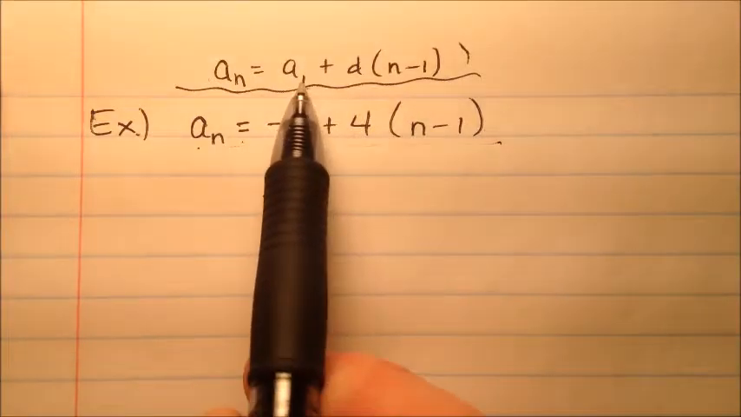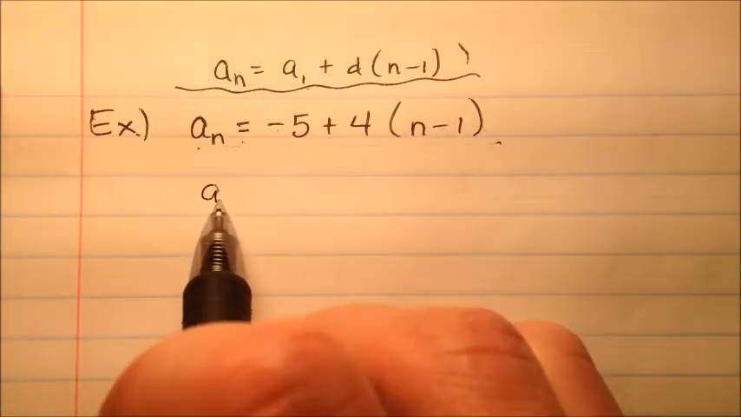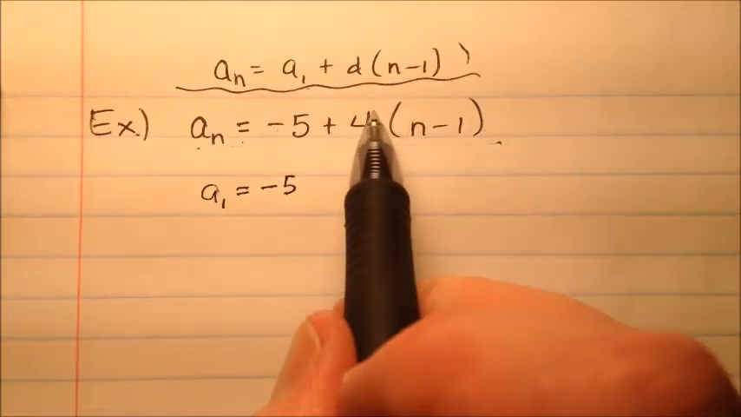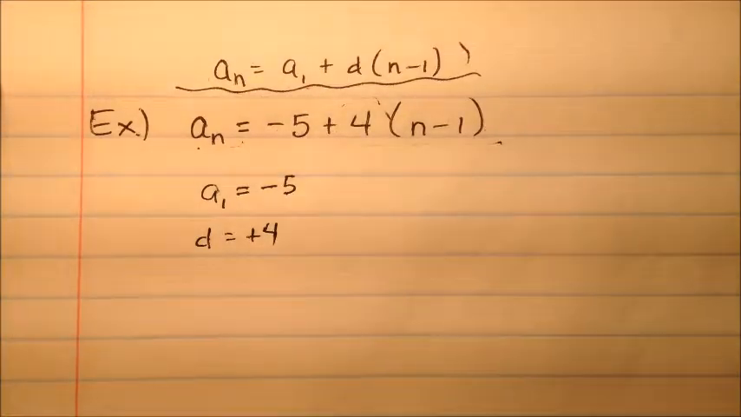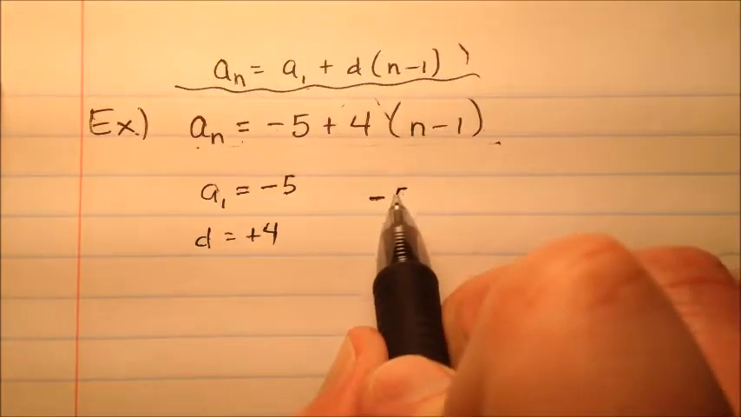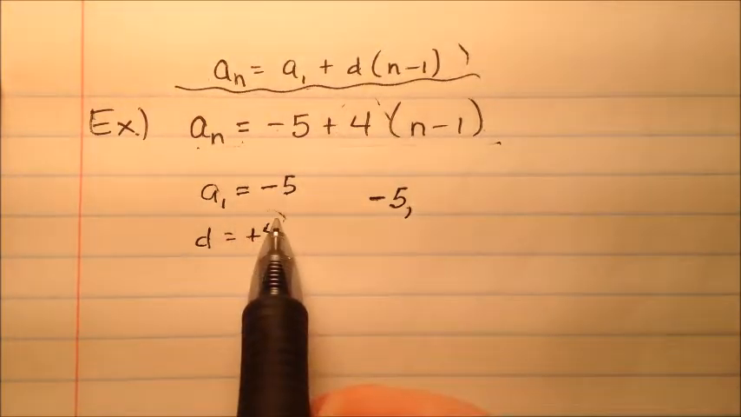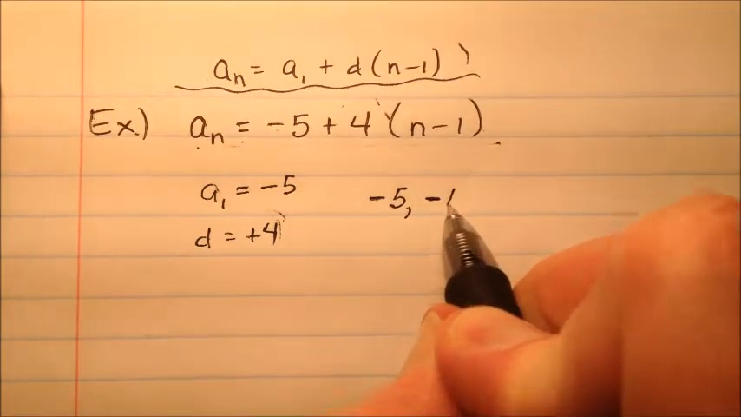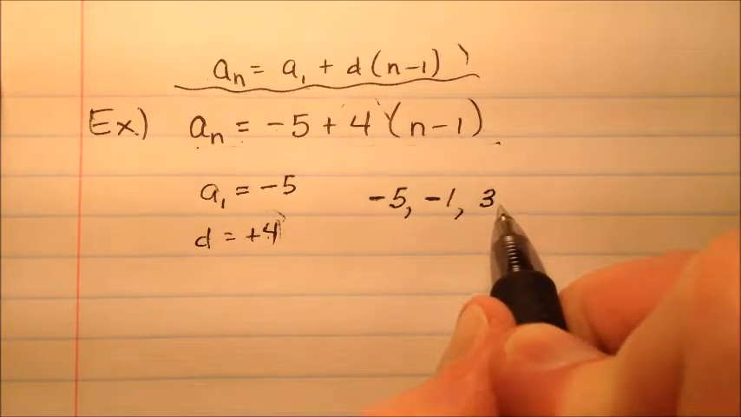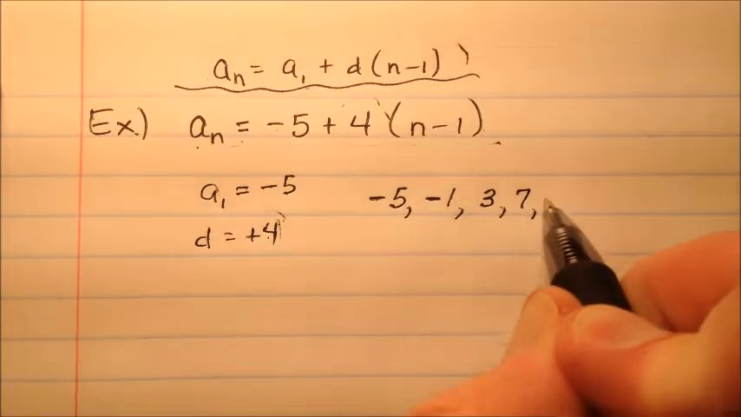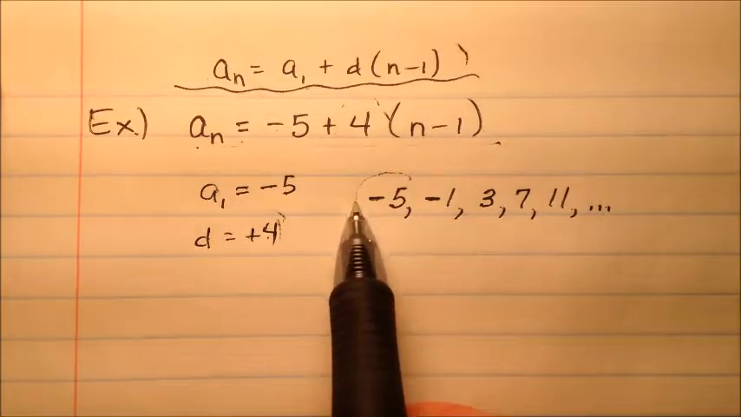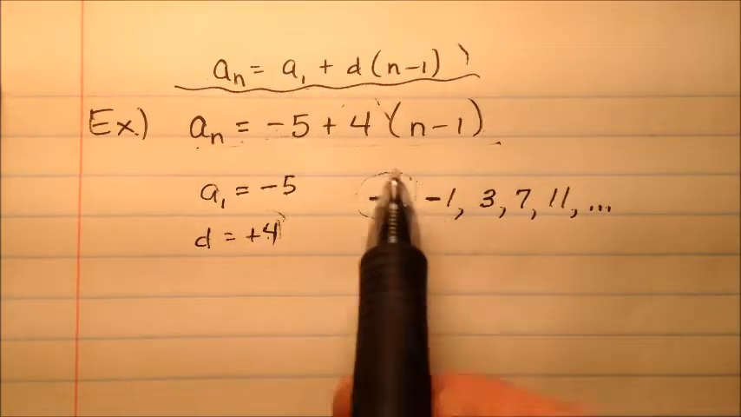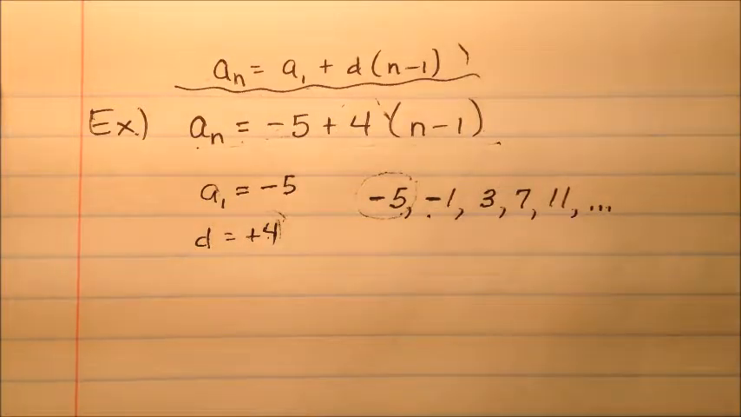So this is telling me that my a sub 1, my first term, is negative 5, and my difference every time is a positive 4, so we're just adding 4 every time. If I was going to write the first 4 or 5 terms of this sequence, negative 5 is where I'm starting, and I'm adding 4 every time, so negative 5 plus 4 is negative 1, plus 4 more is 3, plus 4 more is 7, plus 4 more is 11, and I could just continue that forever and ever. But ultimately, I'm starting at negative 5, and I'm adding 4 each time, just like that.